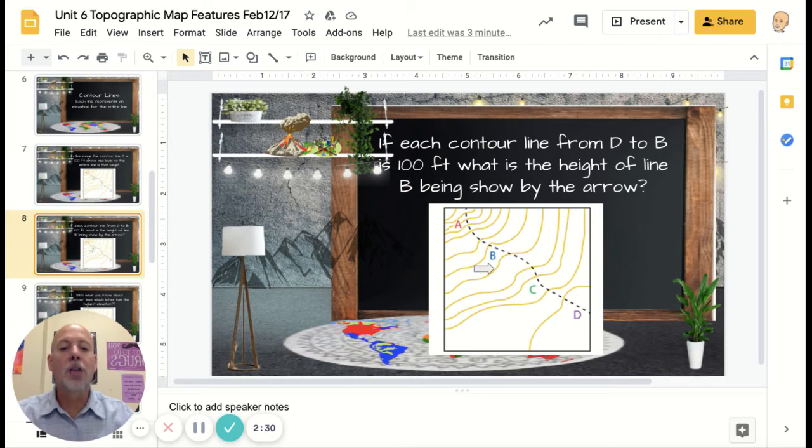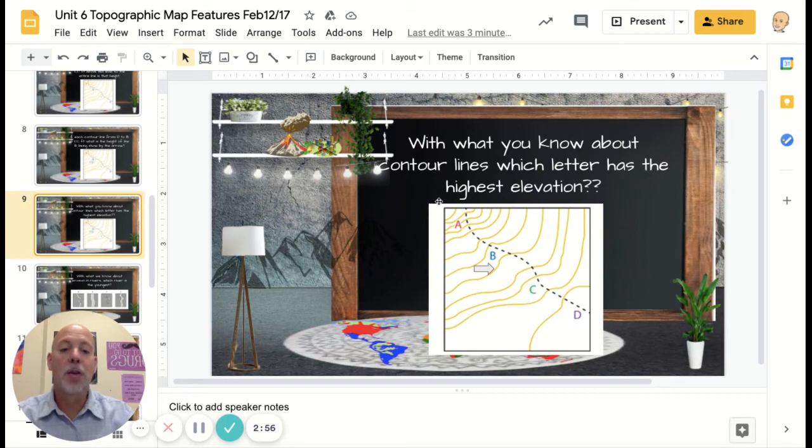So if each contour line from D to B is 100 feet, what is the height of B being shown by the arrow? So each contour line represents 100 feet. What do you think B would be? 1, 2, 3, 4, the fifth line. Which one do you think it would be? What would be the elevation of B?